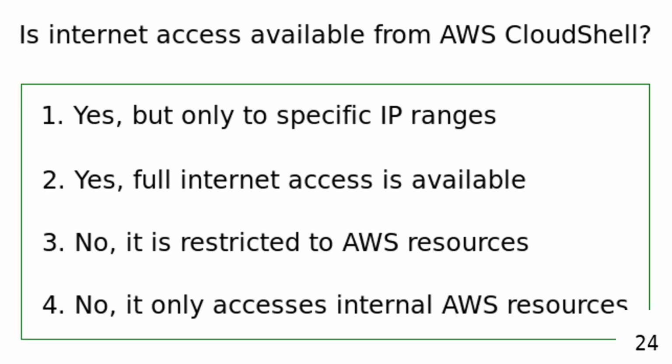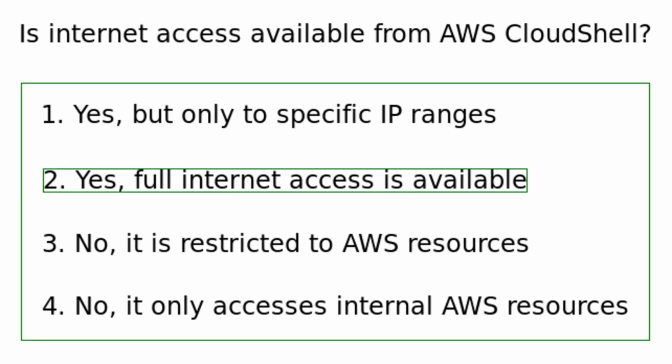Is Internet access available from AWS CloudShell? Yes, but only to specific IP ranges. Yes, full internet access is available. No, it is restricted to AWS resources. No, it only accesses internal AWS resources. AWS CloudShell provides full internet access.